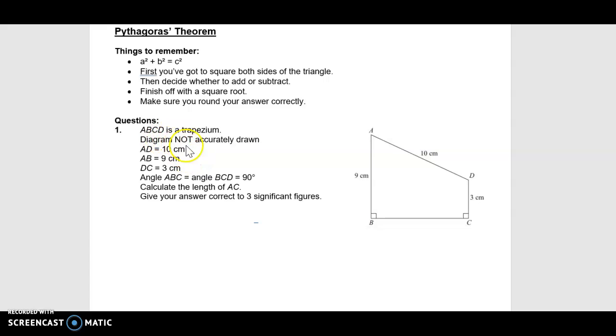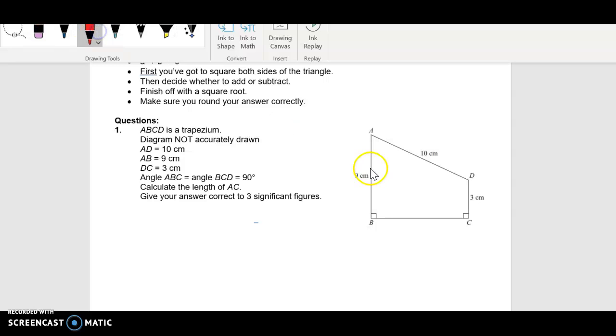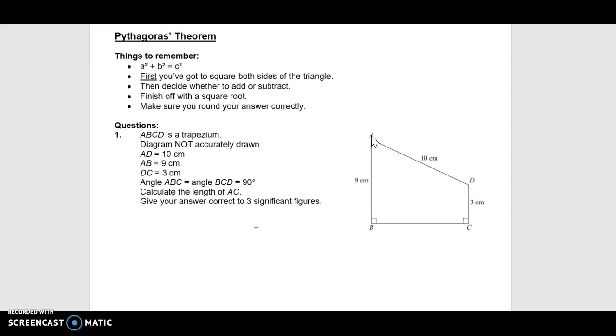So here we have a complex question getting on for a level 5. They're telling you that this is not a trapezium. It's also telling you it's not accurately drawn, so you can't measure it, so therefore you're going to have to use your rules. So they want us to work out the length AC. Okay, so if I draw that in, you will see the length AC. So I'm drawing this line here, A to C.